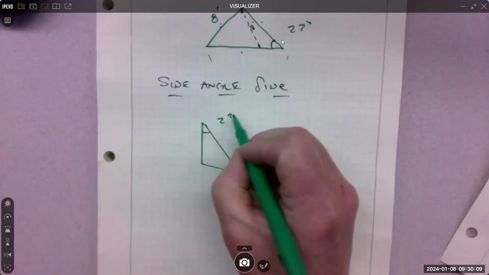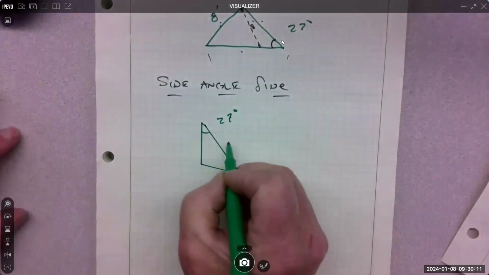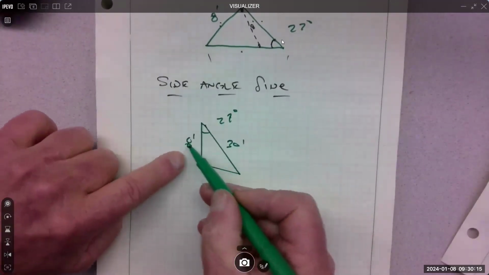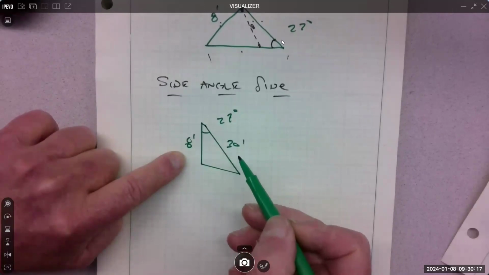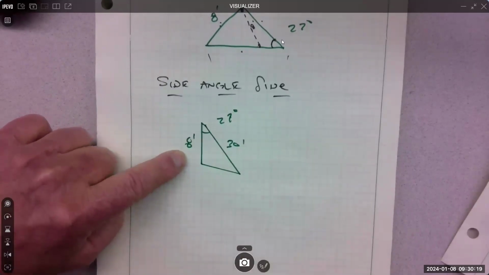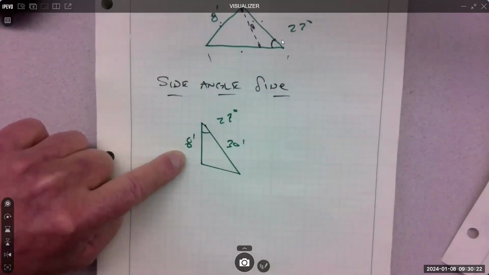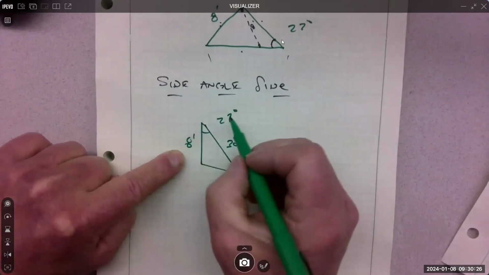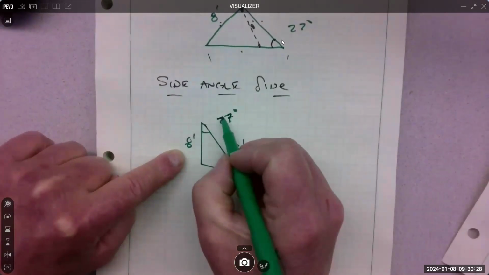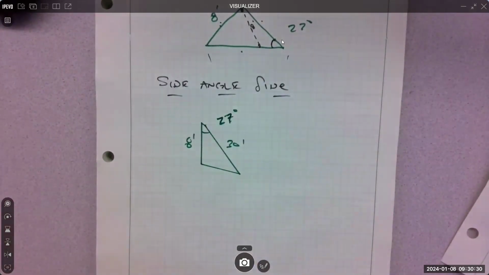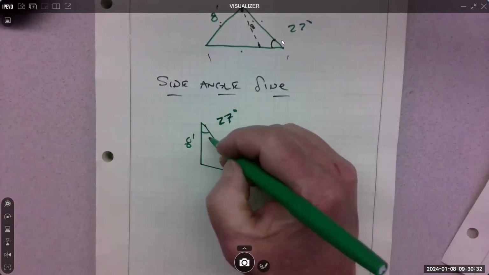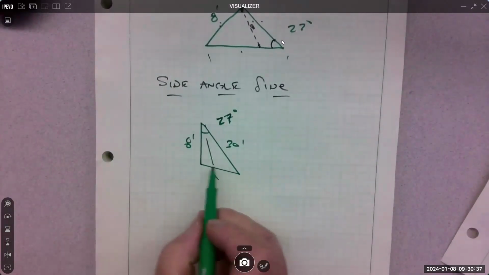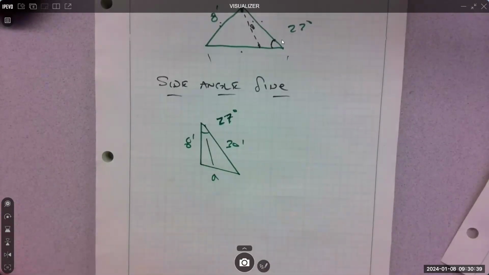And I'll put 27 in here. And we had 30 feet, and let's put our 8 foot here. Now I have side angle side. So that's an indicator that the sine law should work. That's the SAS thing, if you've never heard that, side angle side. So we should be able to make this A, get that distance, and then work our way through the problem.